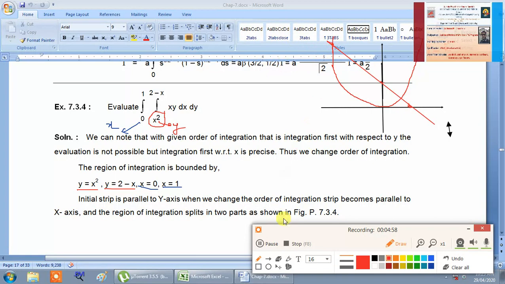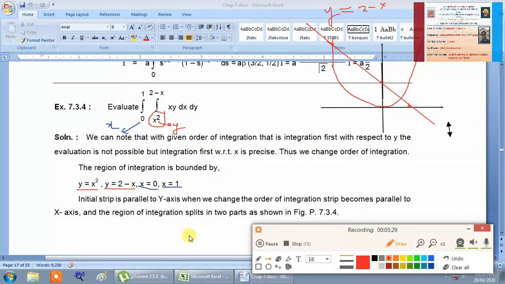So the second curve is y is equal to 2 minus x. This one is your second curve. If you extend it, you get it like this. So we have two curves, y equal to x square and y is equal to 2 minus x. Let us put y equal to 2 minus x in the first equation, or put y equal to x square in the second equation, the meaning is the same.